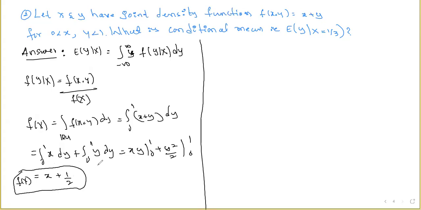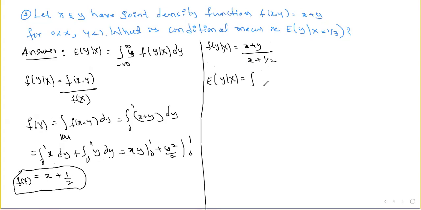F of x, what we have? x plus 1 by 2. Now, f of x is given. Okay, now we go for f of y given x. This is nothing but f of x comma y, that is x plus y divided by f of x, that is x plus 1 by 2. Right. So now expected value of y given x.